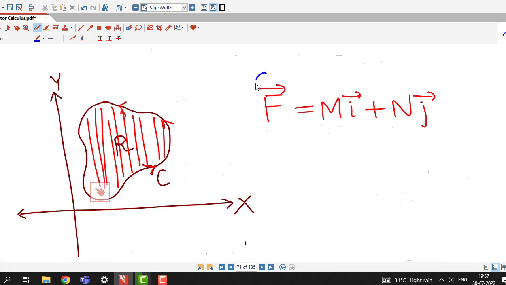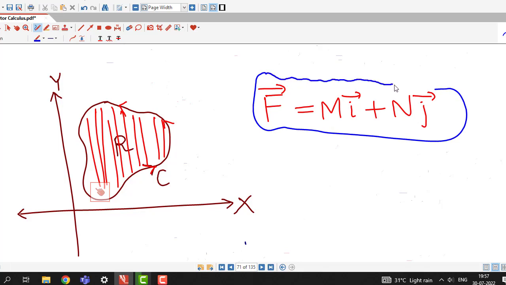Suppose I have a vector field f bar in the two-dimensional plane, and suppose its components are capital M and capital N, and suppose this curve C is the boundary of some region R, or we can say that C is a simple closed smooth curve which encloses a region R in the xy plane.